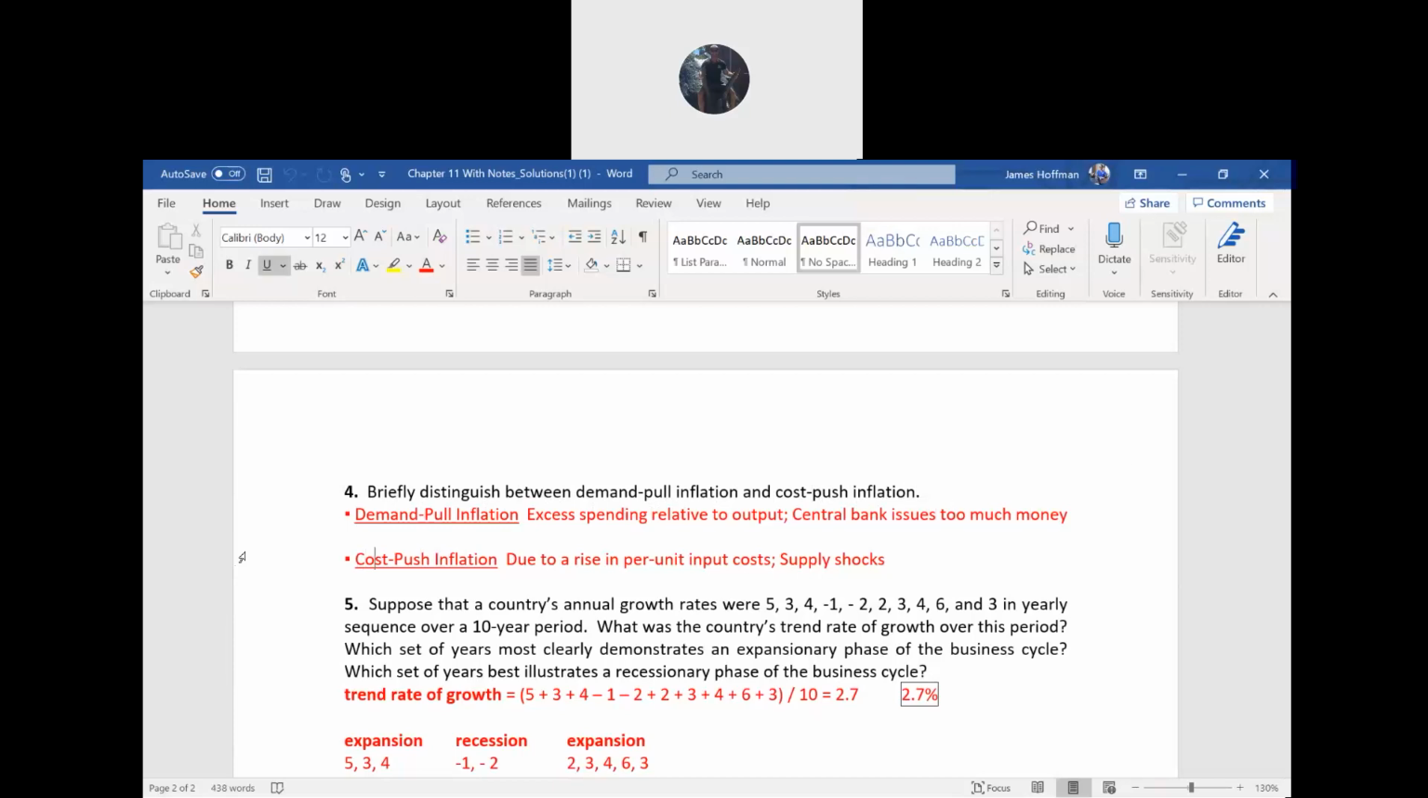Cost push is like a supply shock when suppliers have to cut back supply because the cost of supplying that good or service is increased. So this is due to a rise in per unit input costs, supply shocks, and the cost of supplying increases. So supply decreases, that causes inflation. Both these things, or individually or together, can lead to inflation.